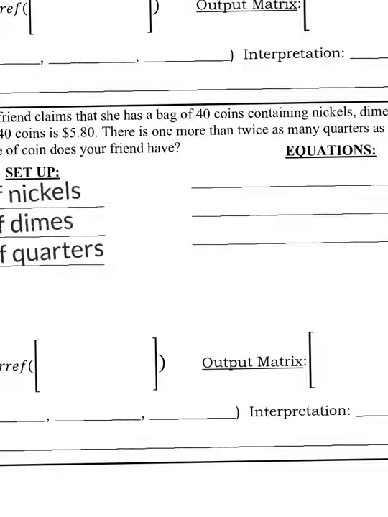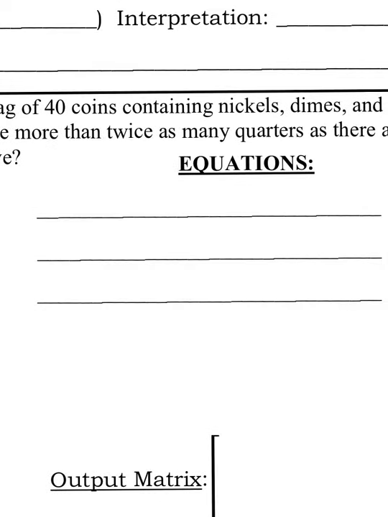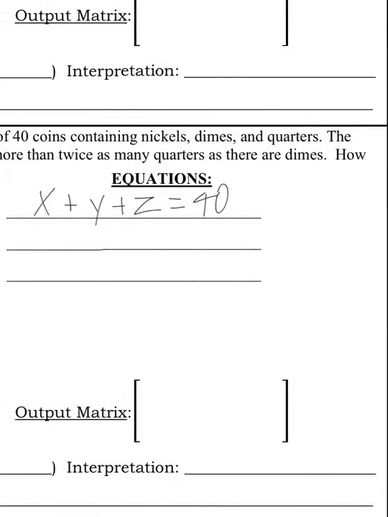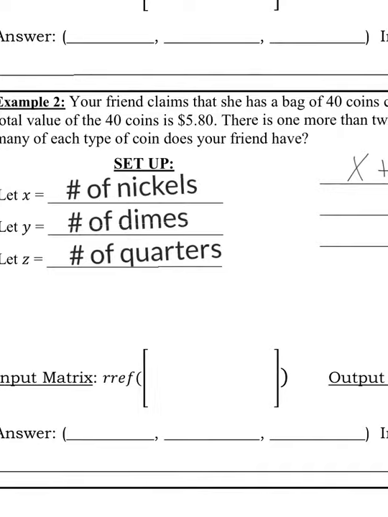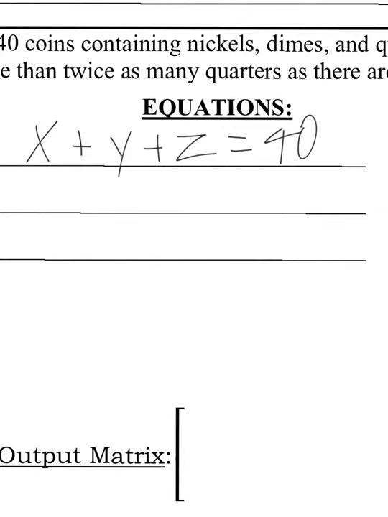It says we have 40 coins. Well, that just means I have x number of nickels, y number of dimes, and z number of quarters, and it'll equal 40. All right, after this, the total value is $5.80. So total value, something will equal $5.80 or 5.8.